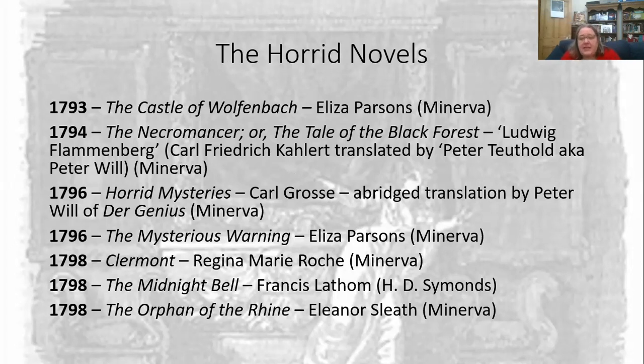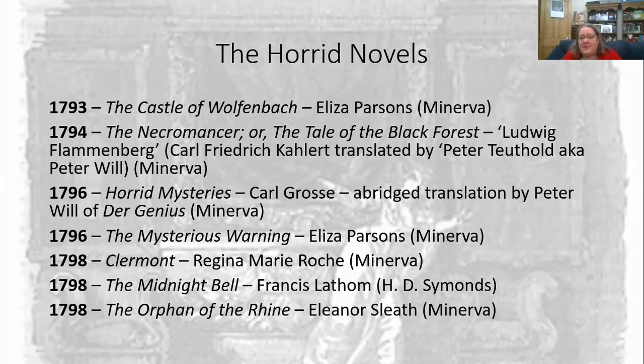Something else to notice here is the way in which this list makes clear that there was a lot of cross-influence between continental European writing and British Gothic, specifically, as we see here, German writing, but also French writing. So 3 of these books are connected to German stories. Less obviously, The Midnight Bell says that it's based on a German tale. And more obviously, The Necromancer and the Horrid Mysteries are both, to some extent, translations. So translated works were an important part of the Gothic productions of the 1790s.